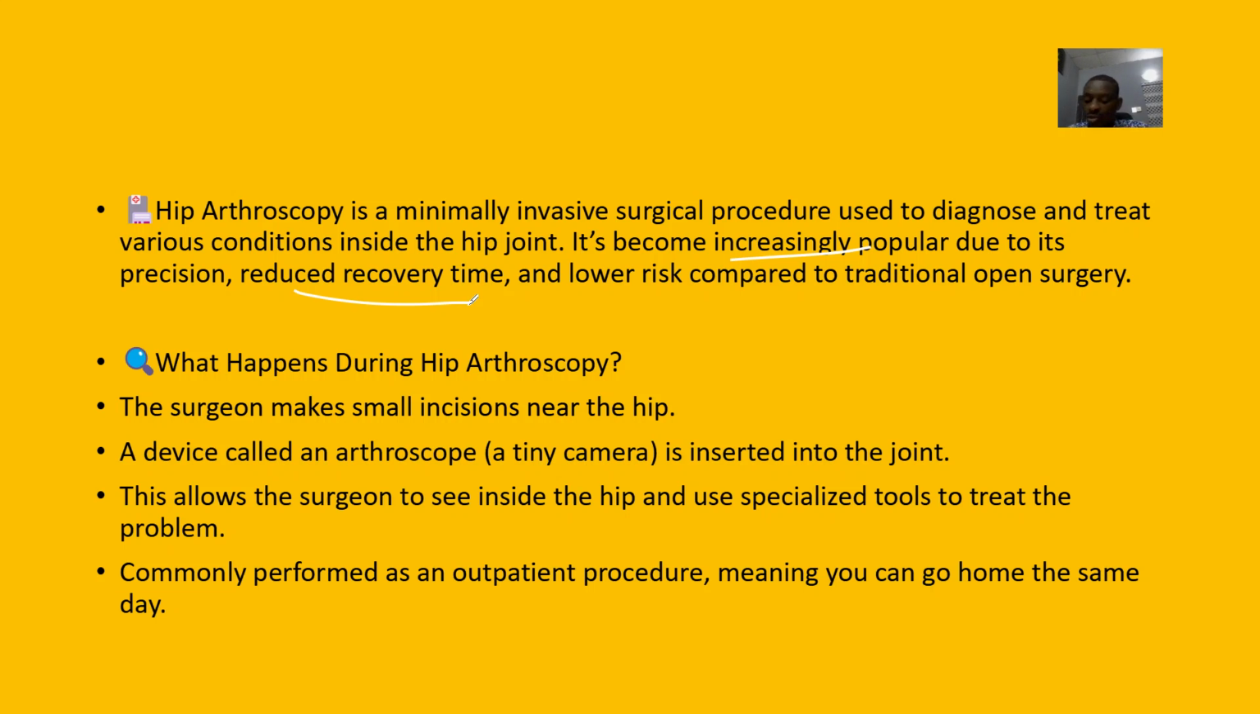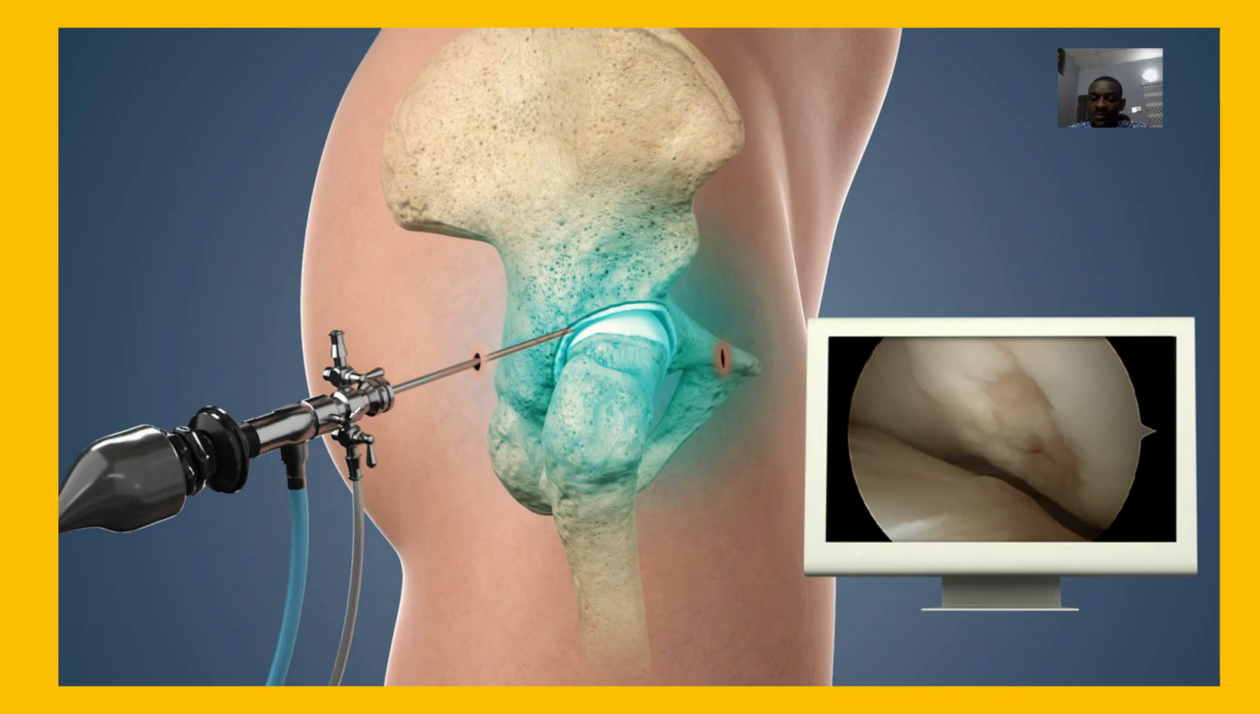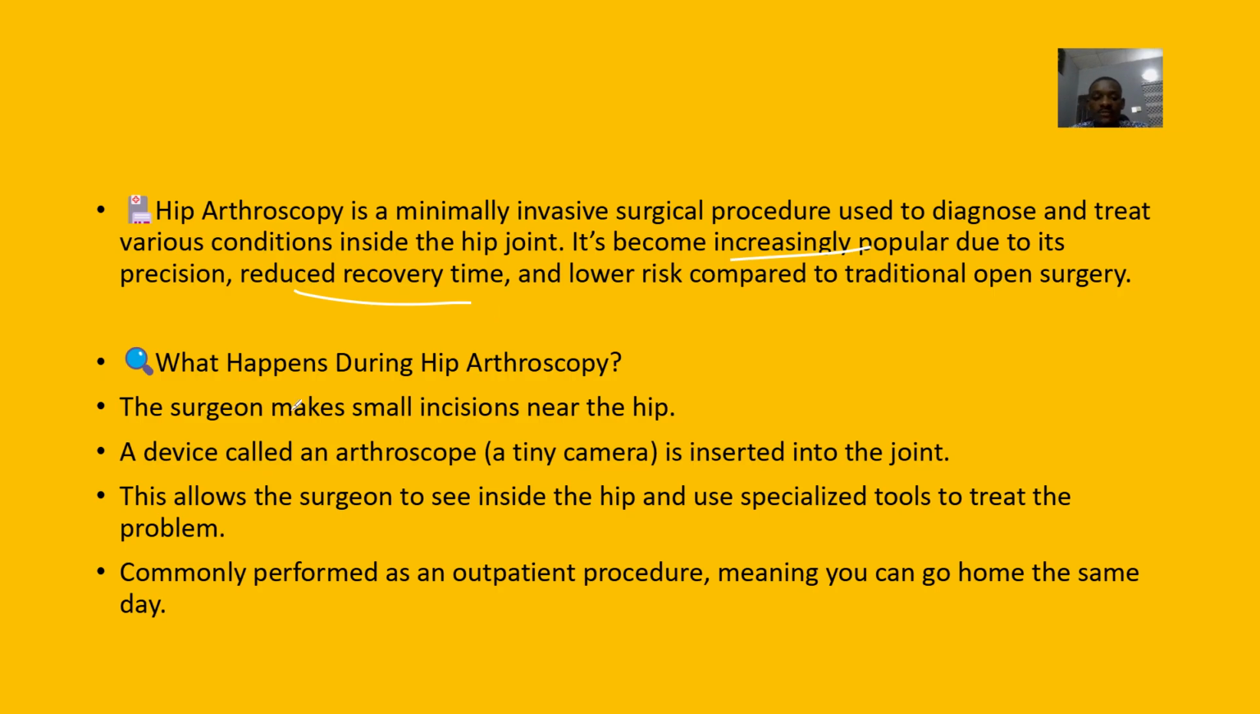All right, so what happens during hip arthroscopy? The surgeon makes small incisions near the hip. Can you see that this one is just a hole that was put? Okay, so a device called the arthroscope is what is now inserted through the hole. Okay, this allows the surgeon to see inside the hip and use specialized tools to treat the problem.